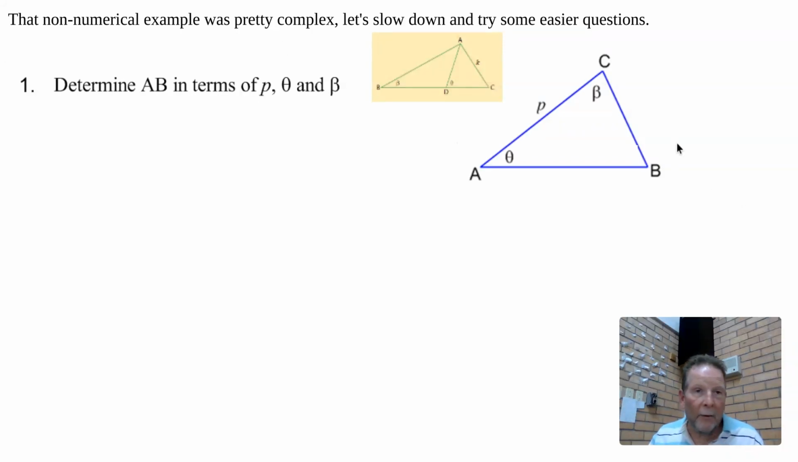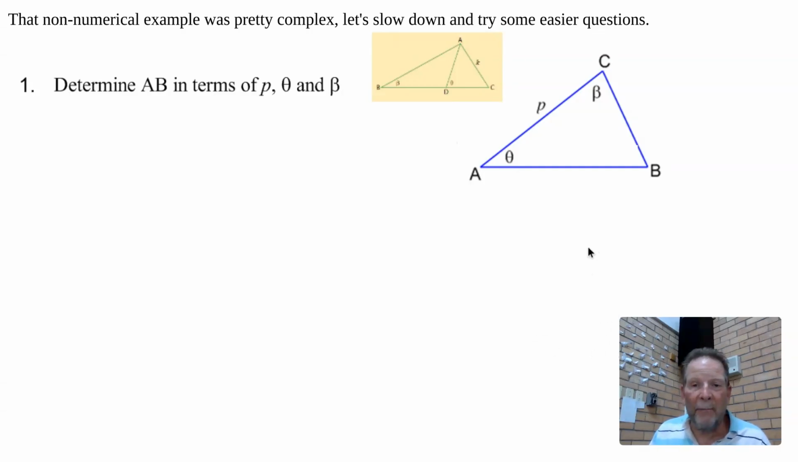Now, that non-numerical example in one of the slides there, where we had this little picture with a K and a theta and a beta, was pretty challenging. I think it's better to start right here with just one triangle. If you were told, figure out what AB is, but just in terms of all these other things, what do you do? How do you do that?